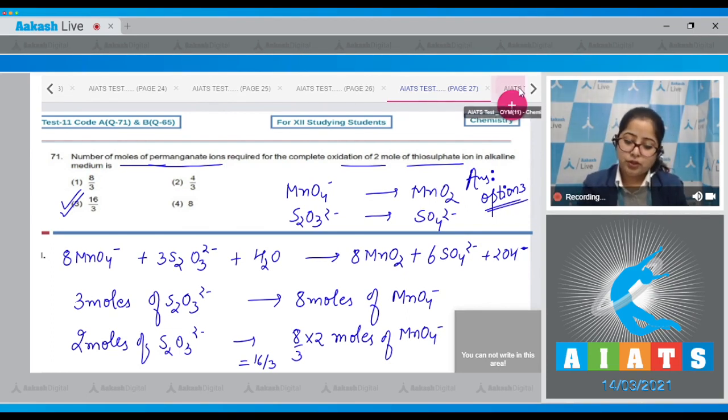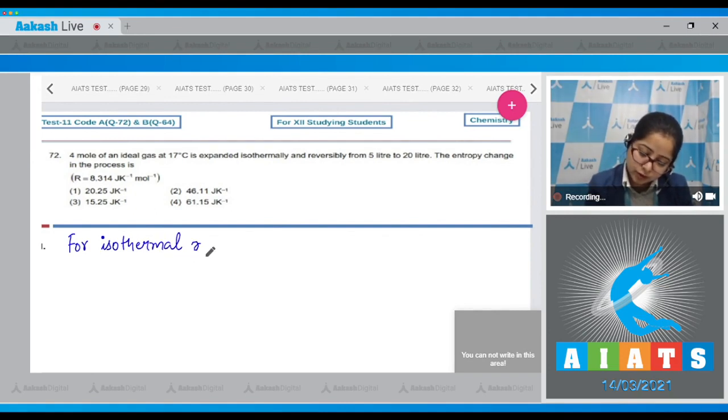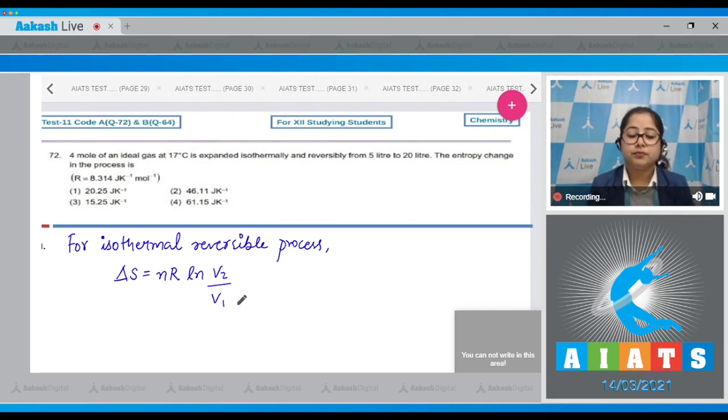Moving to the next question, which is question number 72. 4 moles of an ideal gas at 17 degrees Celsius is expanded isothermally and reversibly from 5 liters to 20 liters. The entropy change in the process is. Students, I'm writing the formula to calculate entropy in this case. So, for an isothermal reversible process, delta S is equal to nR ln V2 by V1.